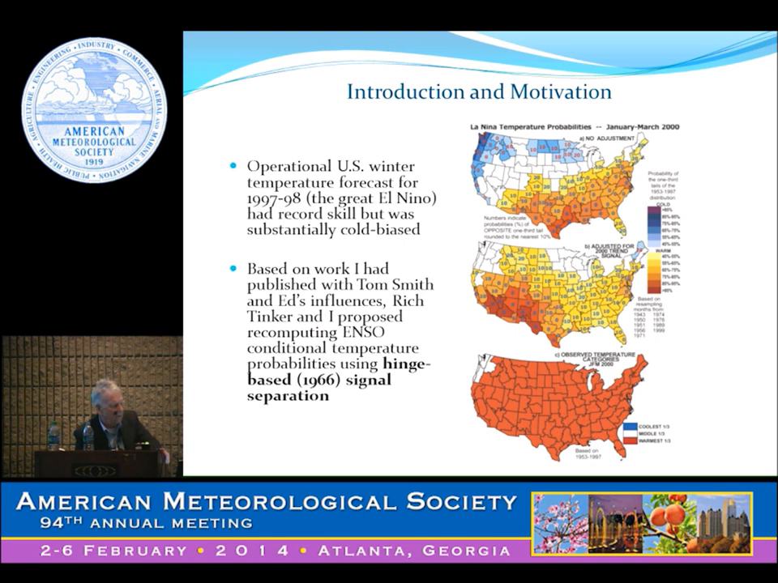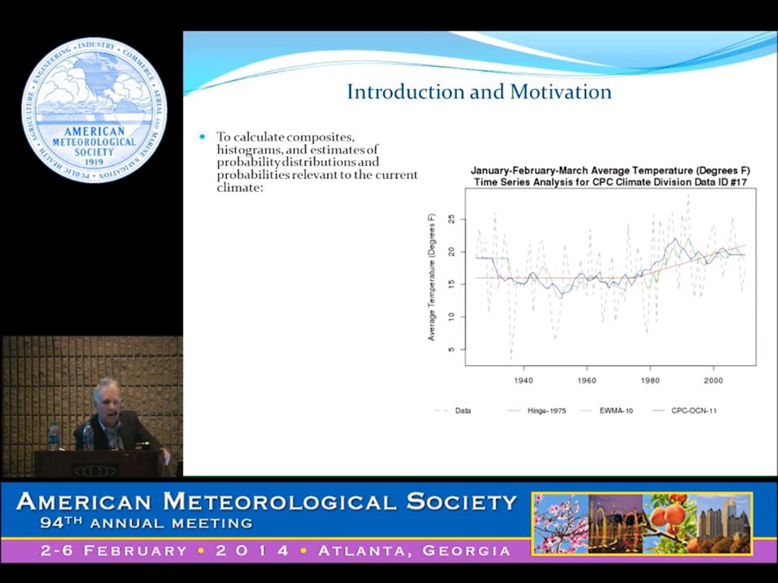The reason we did this was based on things that Ed had sensitized me to a number of years earlier, some work I had done with Tom Smith. And it turned out the method we used was a 1966 hinge. So if you're faced with any of these problems, you want to develop composites, histograms, estimates of probabilities, probability distributions, or probabilities, whether conditional or otherwise, relevant to the current climate, then you've got to make some kind of shot at separating the climate change signal from the climate noise. The way you go about this is to first try to track the non-stationary normal completely, and you should do it as simply and smoothly as reasonable.